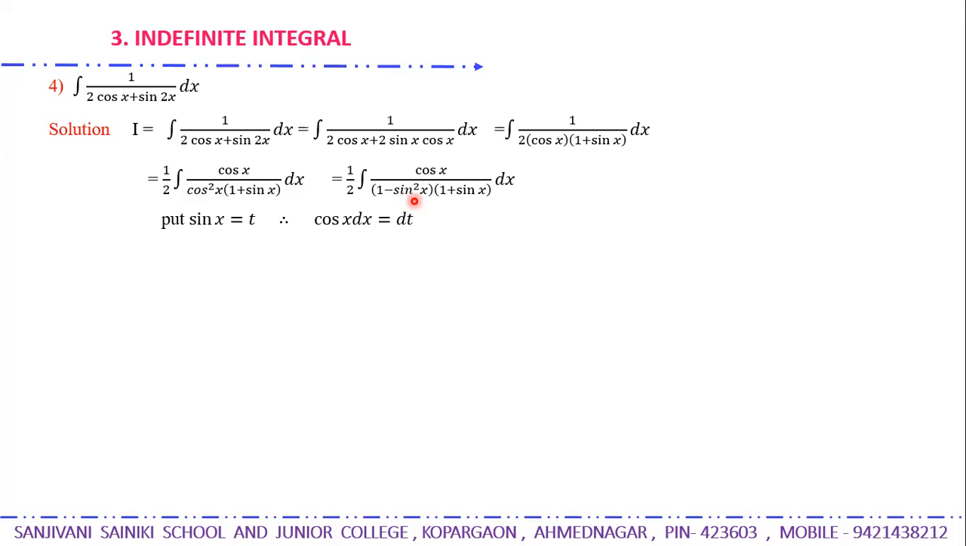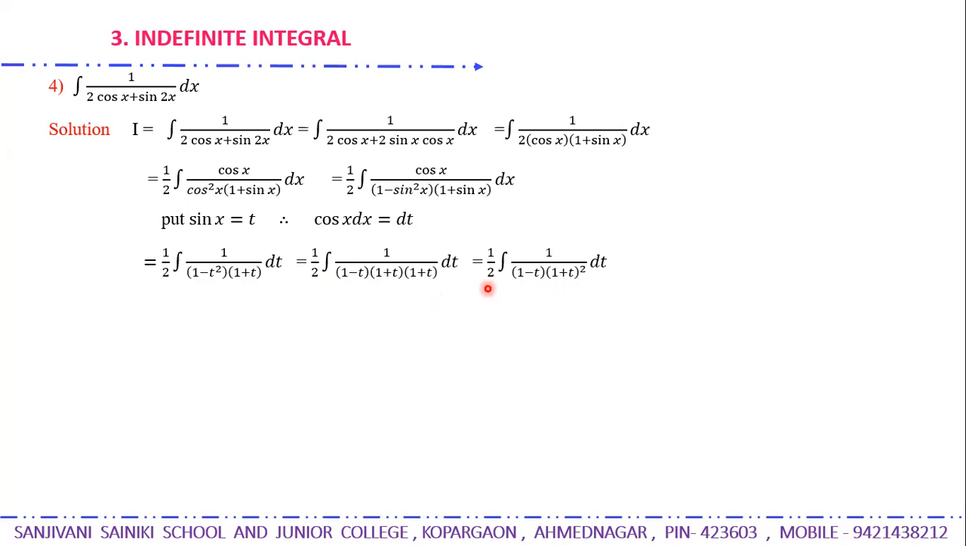And then I will factorize it or I will keep it as it is. I have two choices. I can factorize 1 minus t, 1 plus t, or I can directly put sin x equal to t, so its derivative cos x dx is dt. 1 upon 2 integration of 1 upon 1 minus t into 1 plus t, bracket square. So these are the partial fractions.